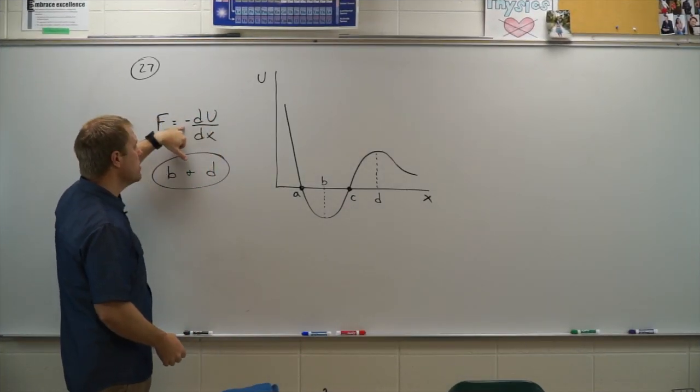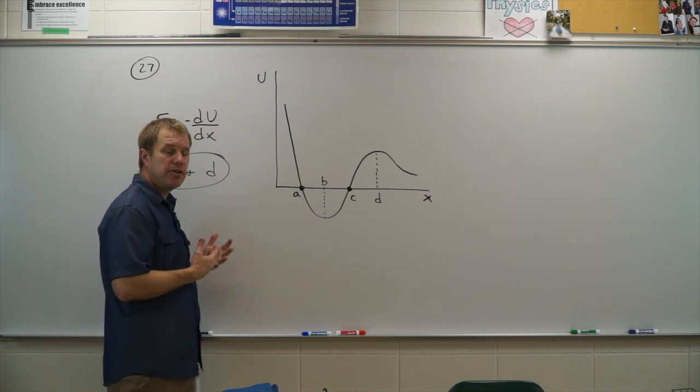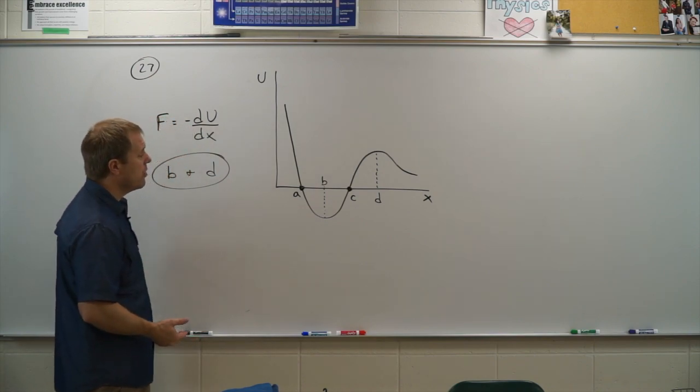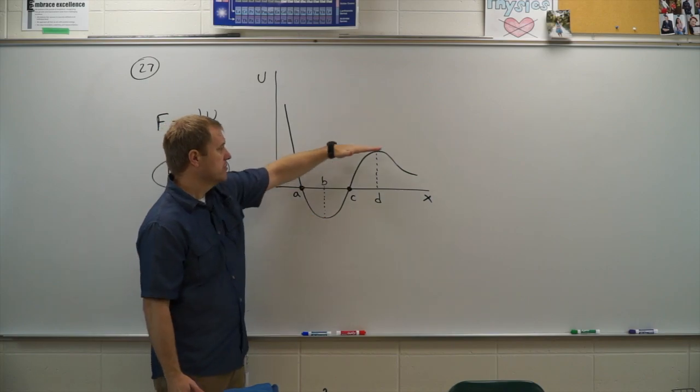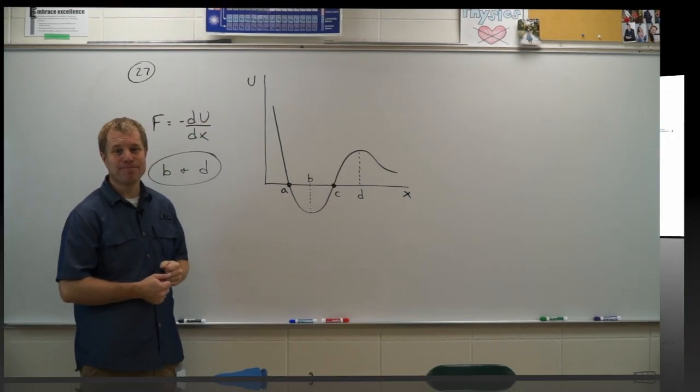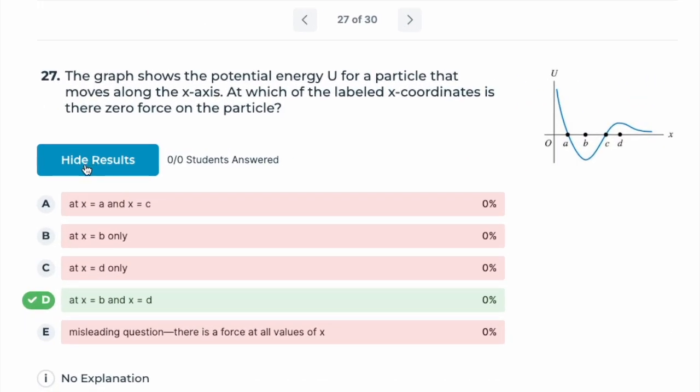So the force is equal to the negative derivative of the potential energy function with respect to x. So wherever my derivative is zero, that would be at B and D. Yep, at B and D, you're looking for where the slope is zero.